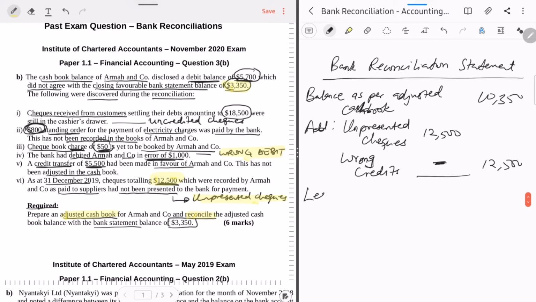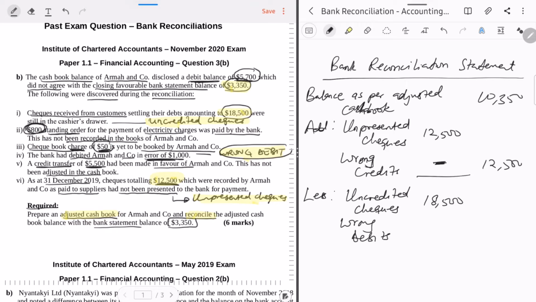Then we less our uncredited checks. What did we get? I highlighted this here. Uncredited checks were what? 18,500. So 18,500 together with wrong debits, which I've highlighted here already.